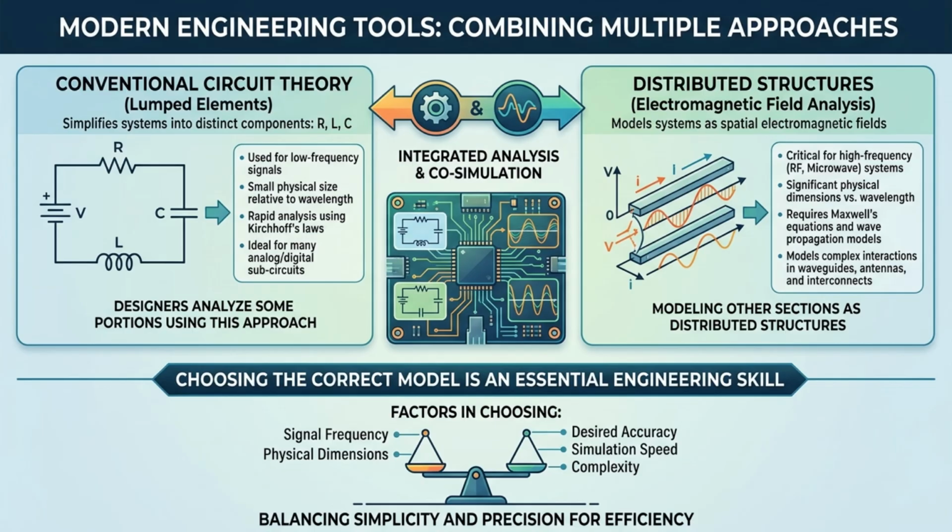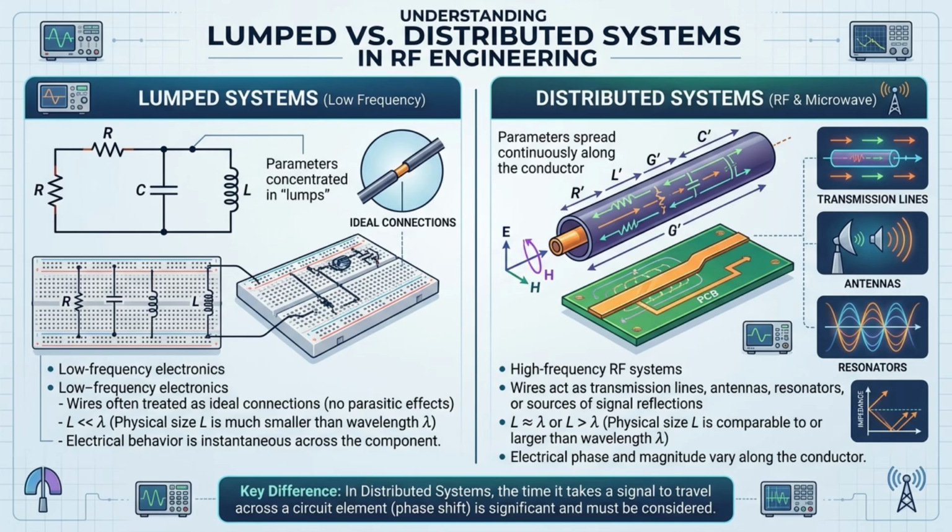Modern engineering tools frequently combine both approaches. Designers may analyze some portions of a system using conventional circuit theory while modeling other sections as distributed structures. Choosing the correct model is an essential engineering skill. Understanding lumped versus distributed systems is one of the first major steps toward RF engineering.